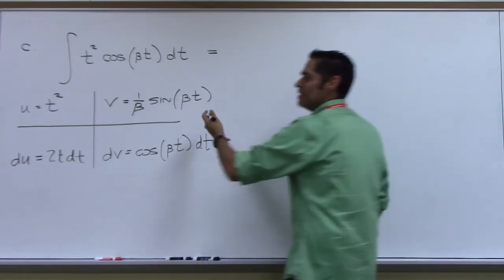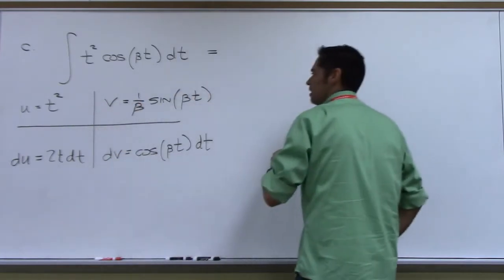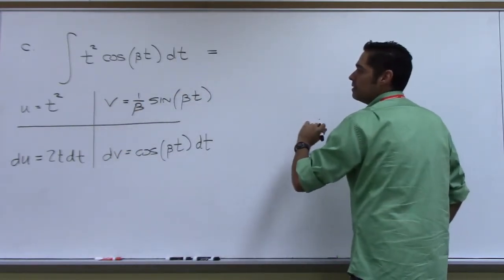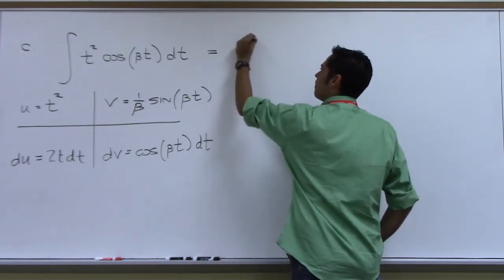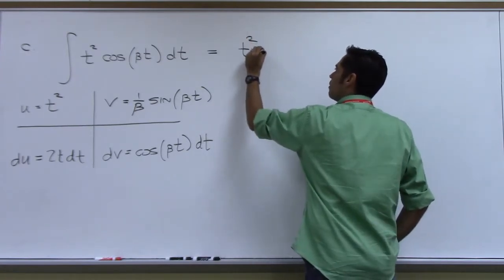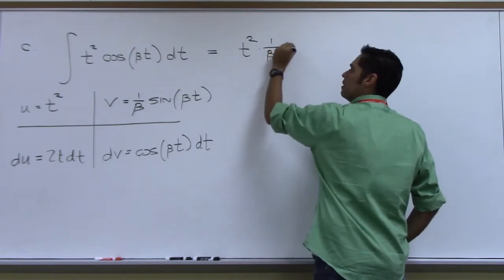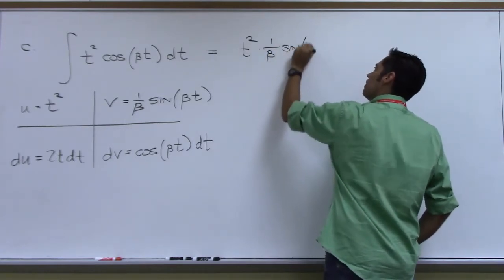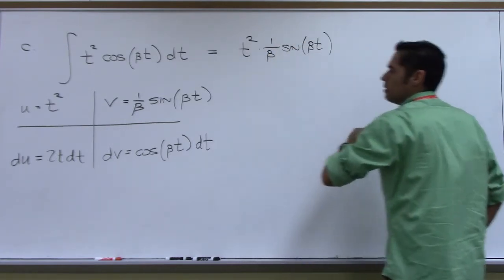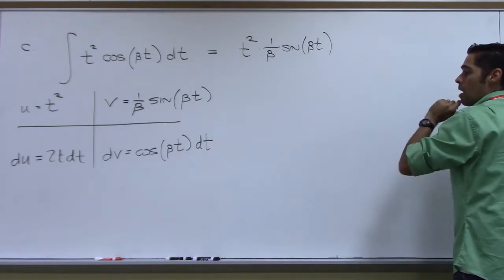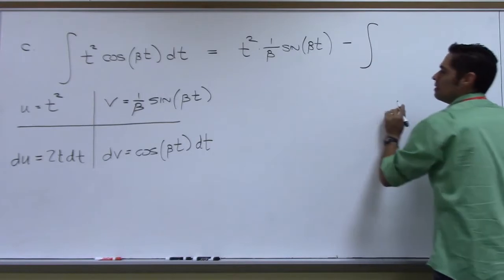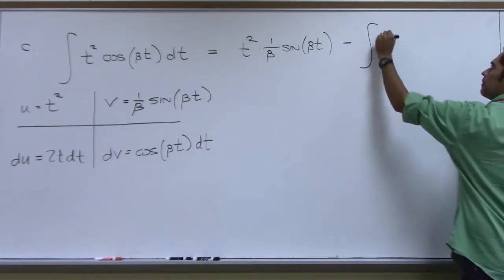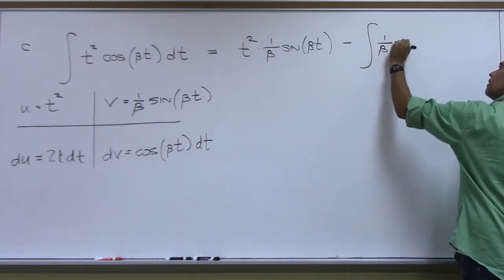Okay, so you want to go ahead and give me uv minus integral v du then? However you want it written. t squared times 1 over beta sine beta t. Okay? Oh, you want the rest of it? Oh yeah. Minus integral 1 over beta sine beta t.